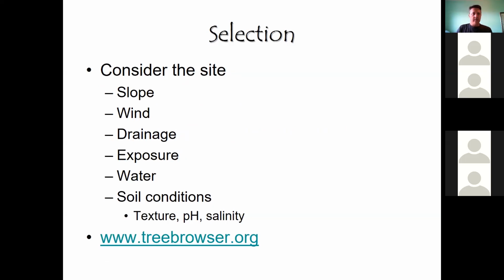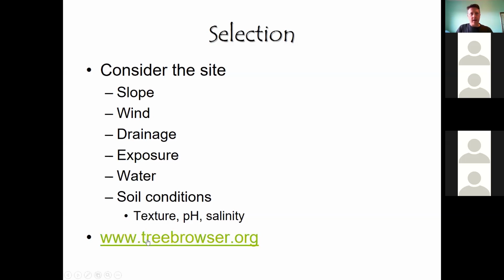So we consider the site, the slope, the wind, the drainage, the exposure, the water, all those kinds of things. And I want to add to this list the size, the rooting volume, the canopy volume, all those kinds of things. But I wanted to show you this. If you're not familiar with it already, USU Extension Forestry has put together this software called Tree Browser, and it's available for mobile devices as well. I have it on my phone, but it's a web-based app if you go to it online through a web browser.